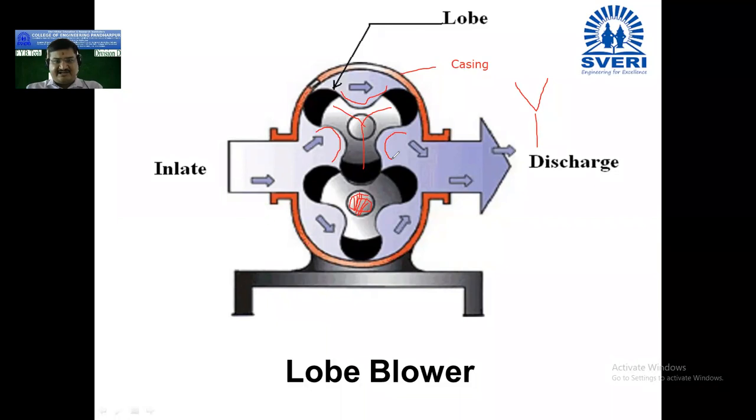Yes, sir. Yeah, I have indicated it. This is the lobe. There is a gap. And three gaps and three lobes are there. This is one, this is two, this is three. Three circular parts of the lobes are there. And you can see that this circular part is fitted in the gap of another lobe.